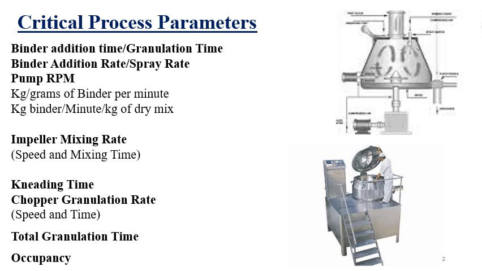Generally, the chopper speed is fixed, and for chopper, the scale up factor is not applied because chopper is to break the lumps, and for impeller, the scale up factor is applied. Then binder addition rate, kneading time, binder addition time will give the total granulation time, and it is a very critical process parameter. Another one is the occupancy. Occupancy is not a process parameter, but depending on the occupancy of the RMG, the process parameters are set.